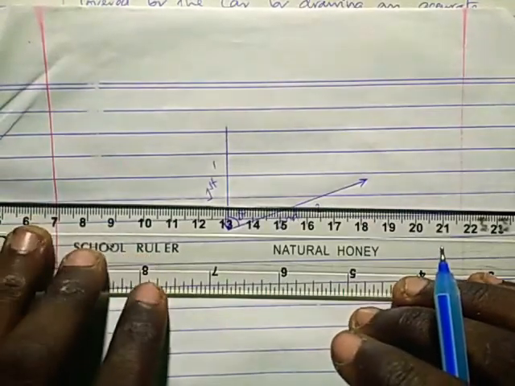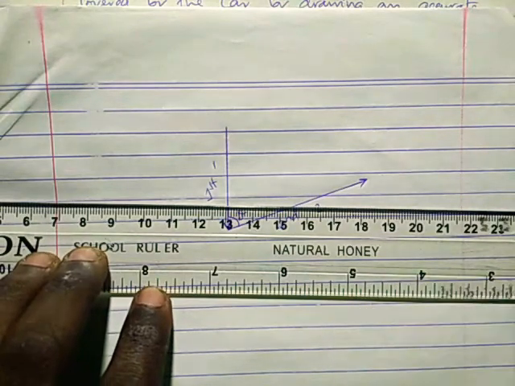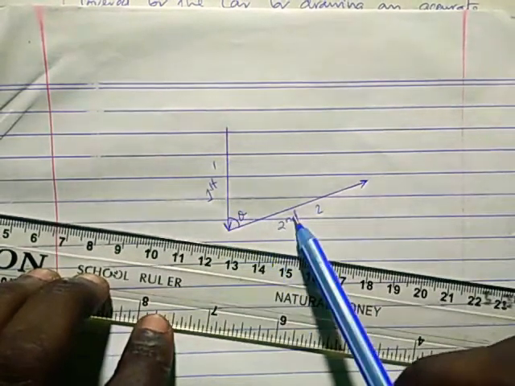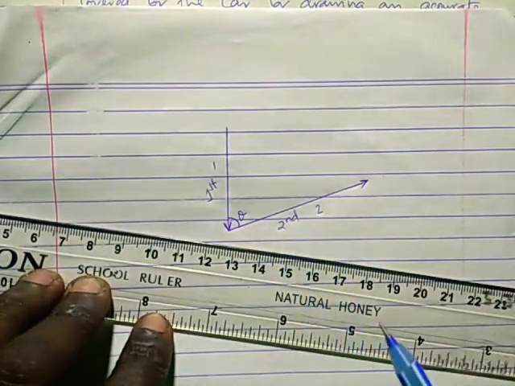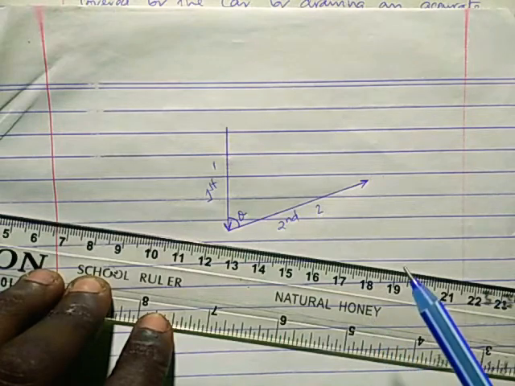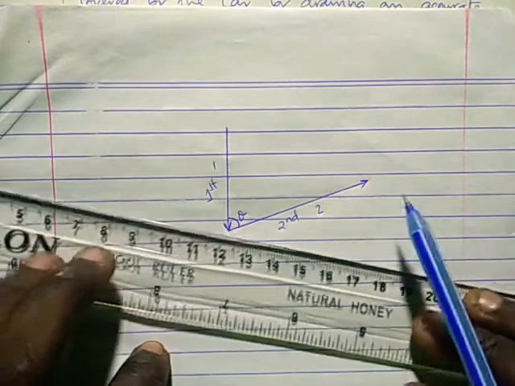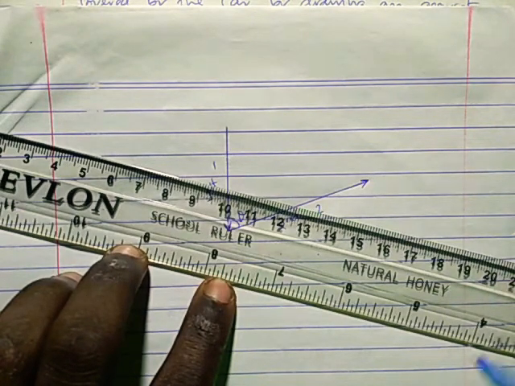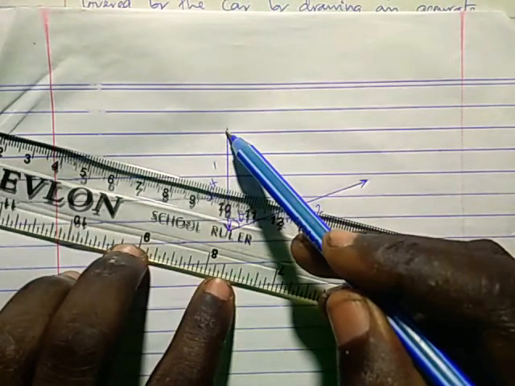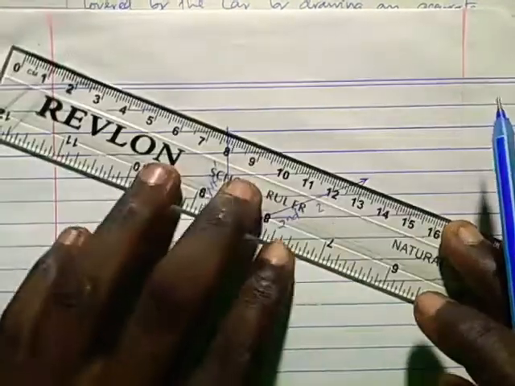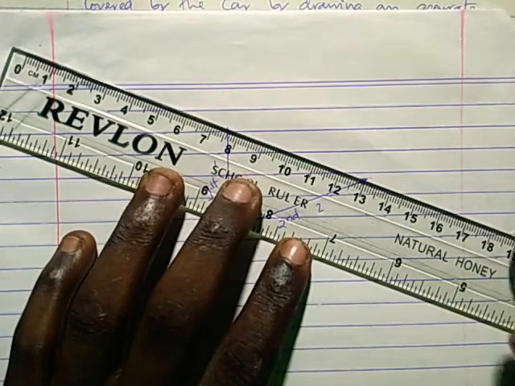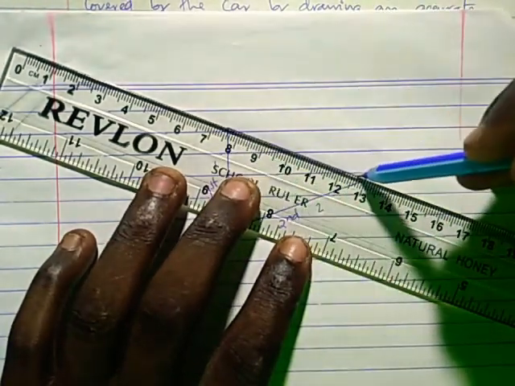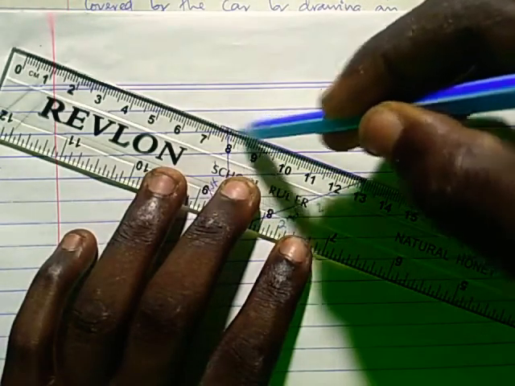Then the third closing side of the triangle, what does the law say? If 2 vectors are represented by 2 adjacent sides of the triangle, then the third closing side of the triangle, that is the third side that closes the triangle, is drawn from the tail of the first vector to the head of the second vector. So this closing side is drawn from the tail of the first vector to the head of the second vector. This is the third closing side.